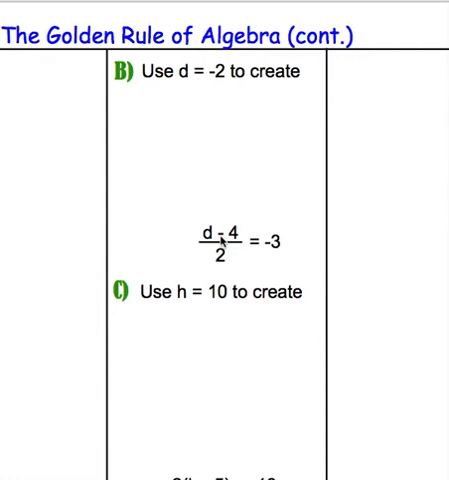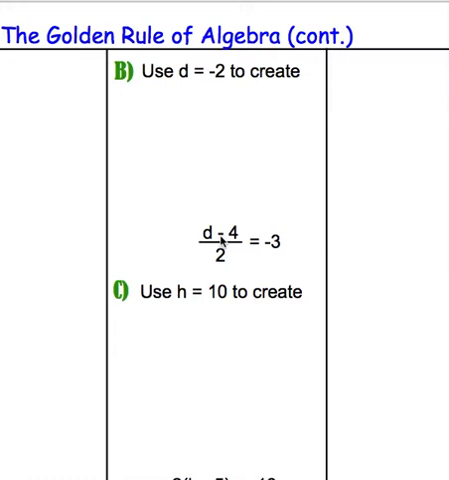All right, now that we have had the opportunity to get some practice looking at an example together, I want to look at an example that's a little bit more tricky. So we've got here, use d equals -2 to create (d minus 4) all divided by 2 equal to -3.